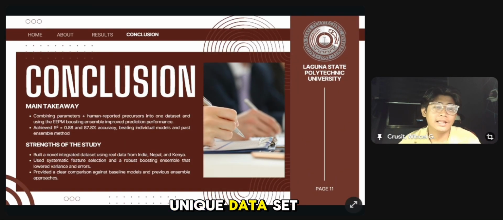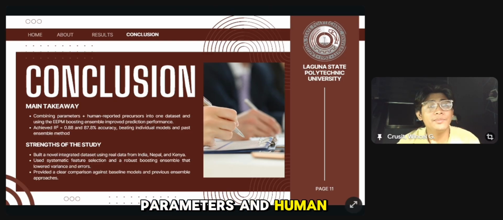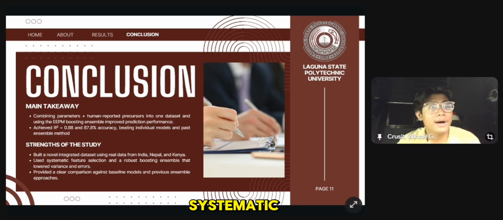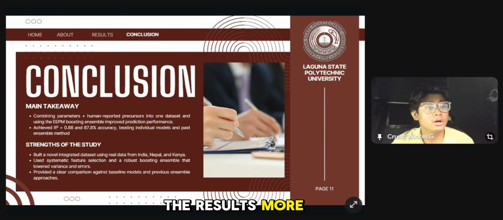It used a unique dataset combining parameters and human precursors. It applied systematic feature selection. And the boosting ensemble clearly reduced error and improved prediction. They also compared EEPM with multiple baselines, which makes the results more convincing.